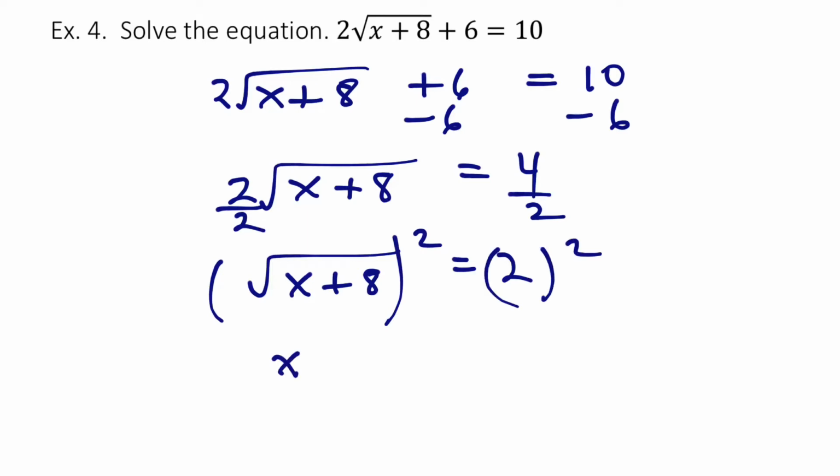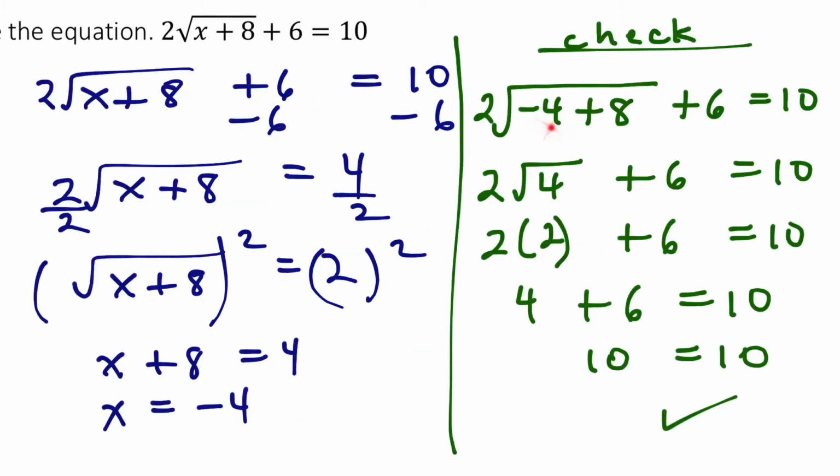And I'll get x plus 8 is equal to 4. So that means x must be equal to negative 4. Now I'm going to perform my check step. So I substituted negative 4 in for x, and I simplified all the way down. I got 10 is equal to 10, so that's a true statement. So my solution is x is equal to negative 4.